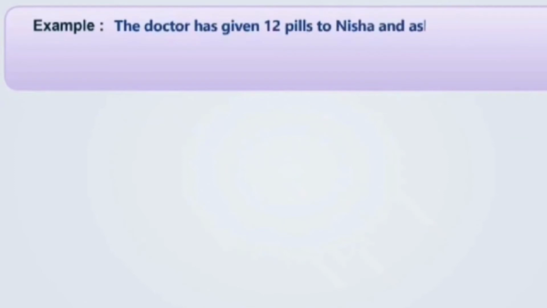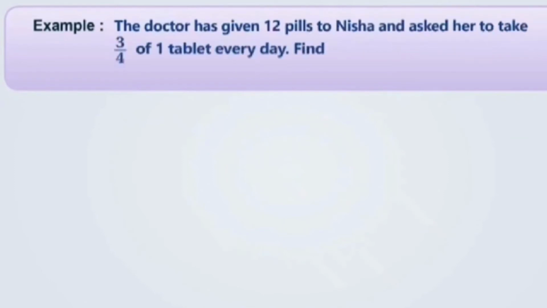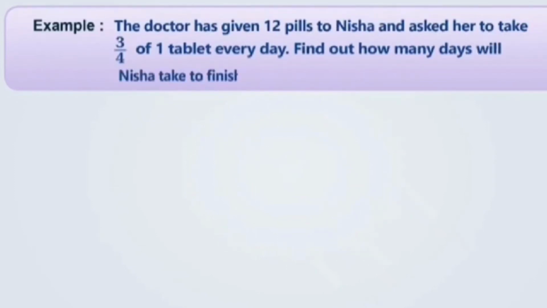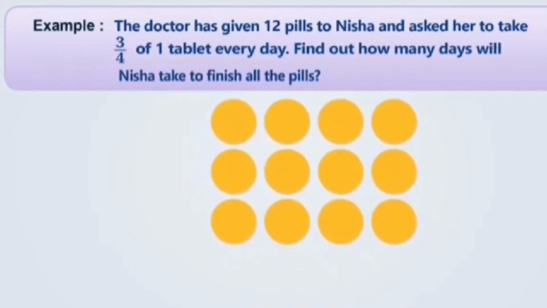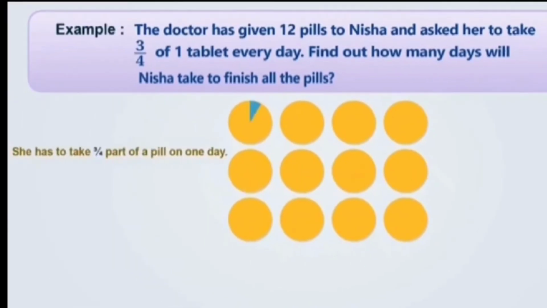Next example. The doctor has given 12 pills to Nisha and has asked her to take 3/4 of one tablet every day. Find out how many days Nisha will take to finish all the pills. The doctor has given 12 pills to Nisha. Suppose each of these circles is a pill. Nisha consumes 3/4 part of the pill every day.